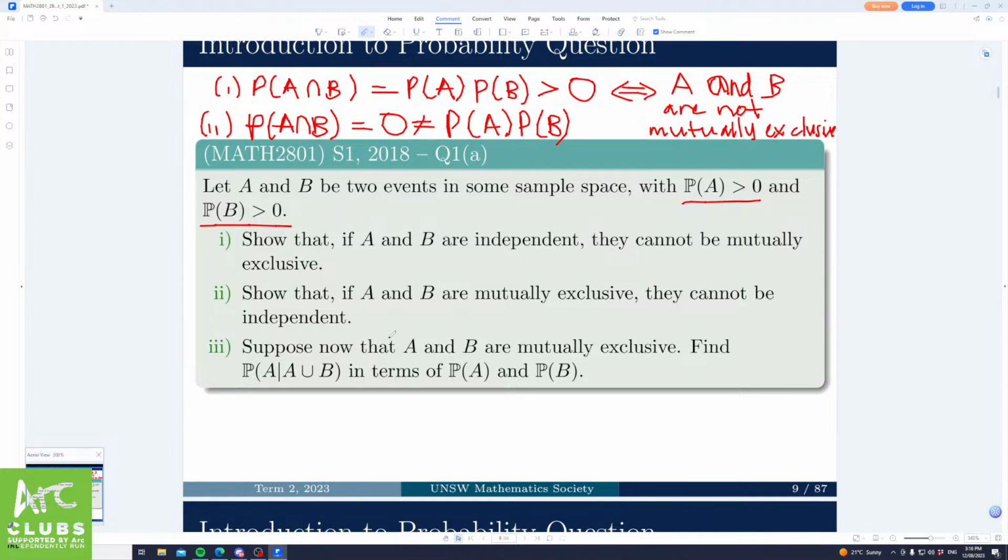And finally, suppose now that A and B are mutually exclusive. So find P of A given A union B in terms of P of A and B.